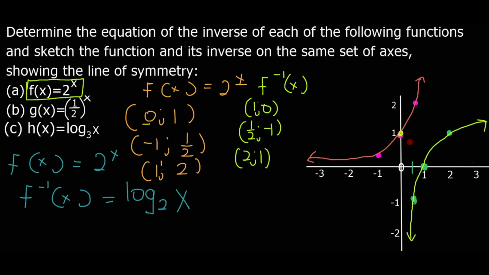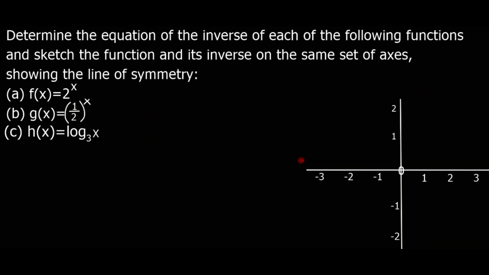And then I name this f(x), and then this is the inverse. And then the line of symmetry. This is the line of symmetry. And then I name it y = x. So this is the answer for part A.